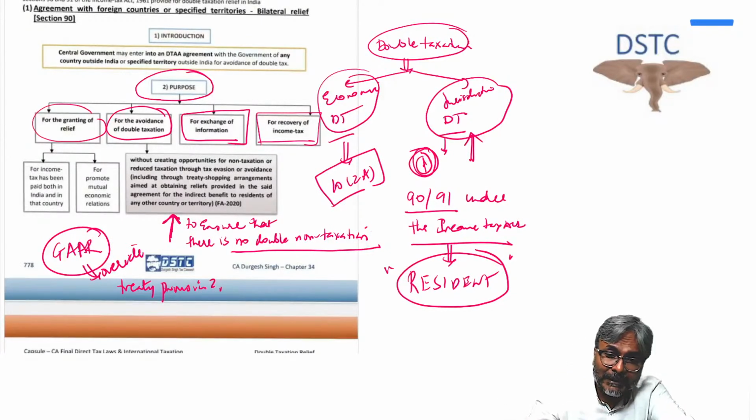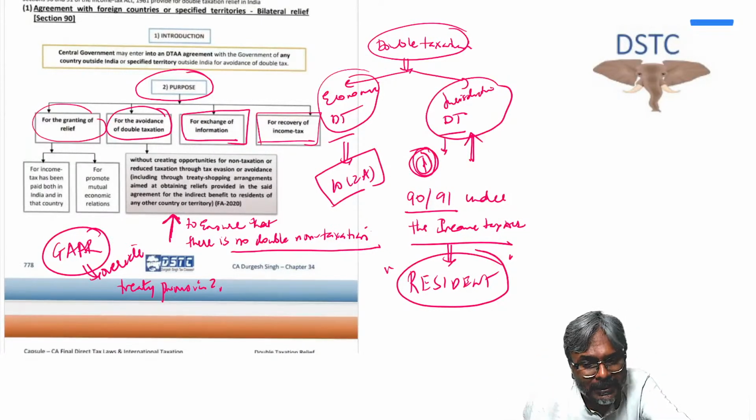Now you write the remedy for juridical double taxation. The remedy for juridical double taxation is given under Section 90 and Section 91 of the Income Tax Act. That is the relief, isn't it? Section 90 is a bilateral relief, and 91 is a unilateral relief. Okay, and you must write one more sentence. What is that sentence? This remedy is, however, available only to a resident. This is the statement that you should write.